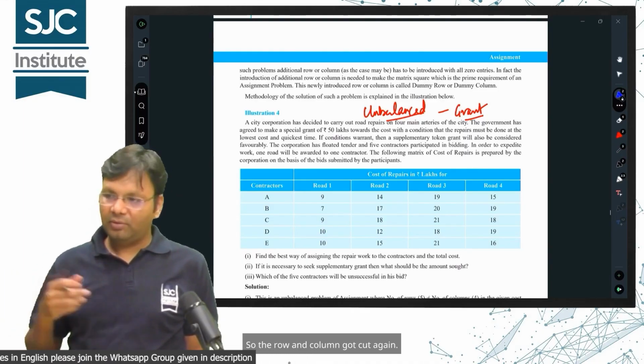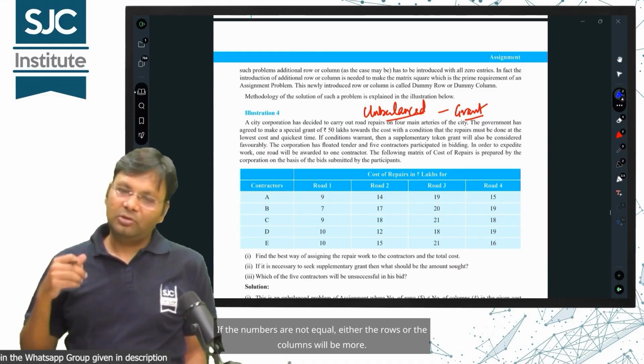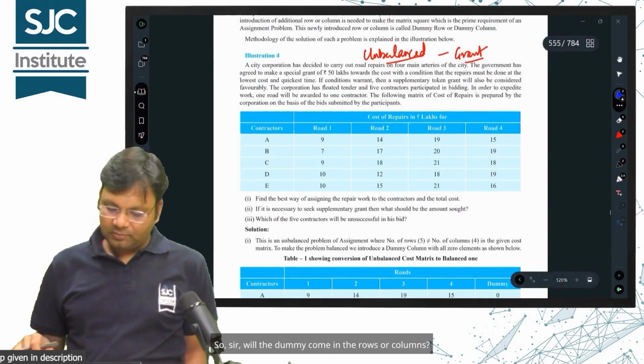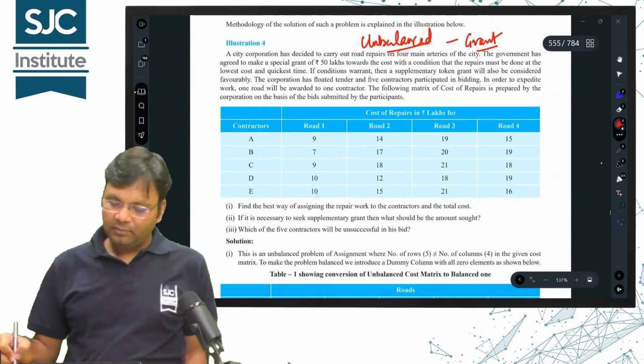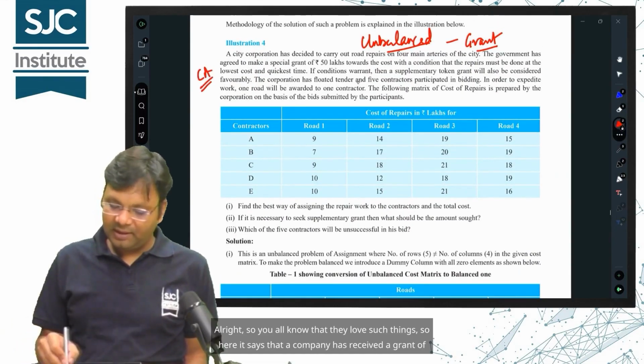So the row and column got cut again. If the numbers are not equal, either the rows or the columns will be more. So, sir, will the dummy come in the rows or columns? Alright, if you look at the question here, what is in it? This is a maths question. Alright, so you all know that they love such things.